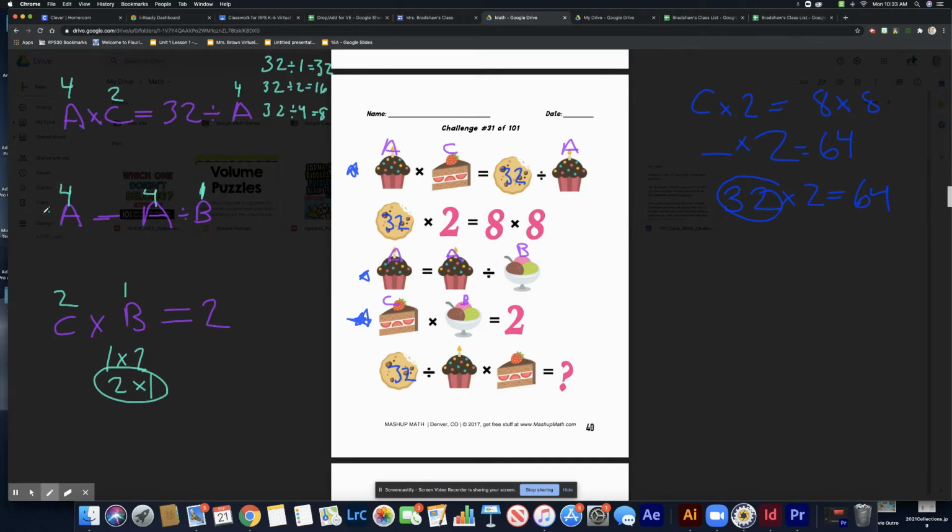So I'm going to plug in for my A variable, which was this one. So 4, 4, 4, 4, 4. We also found out that C equals 2. So my C variable is 2, 2, 2. And my B, that one we said was 1. Alright, so now I can go down here. 32 divided by 4 is 8. 8 times 2 equals 16.